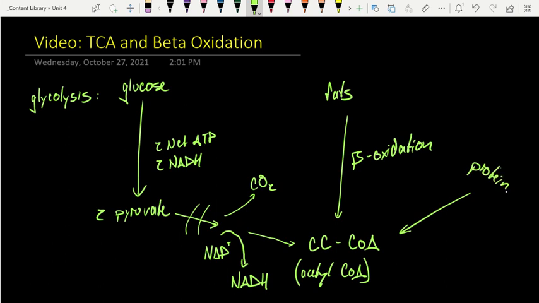Protein is a little bit trickier. It totally depends on the amino acid we're talking about. We're not going to detail that. But this acetyl-CoA is a central hub and something that we want to focus on. We'll pick this story up at this spot in just a second. What I'd like to do now is turn our attention to this idea of beta oxidation. So how we process fats.